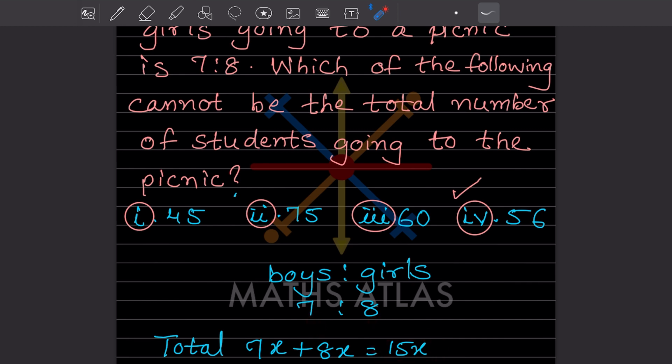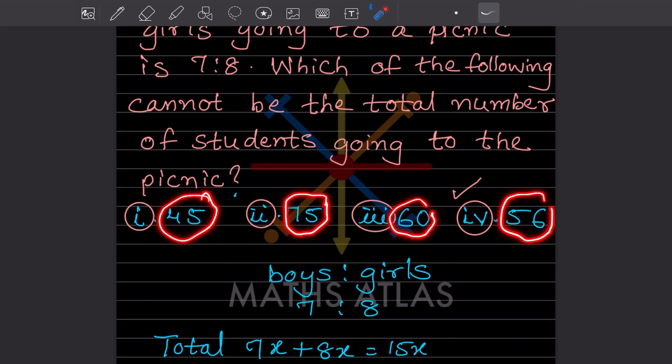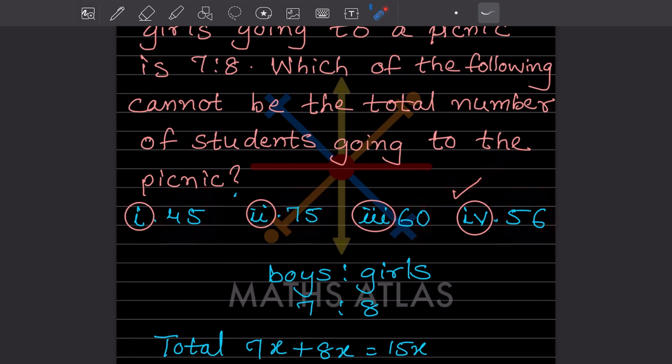So they said which of the following cannot be the total number of students. So now can you see this we got as 15. 15x means 15 3s are 45. 15 5s are 75. 15 4s are 60. But 56, it cannot be the total. So this is the option.